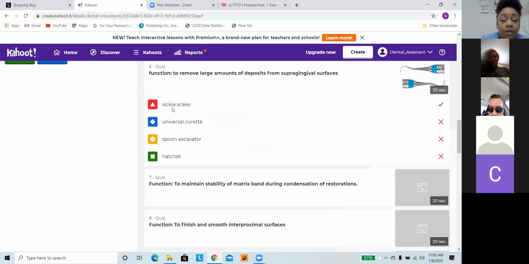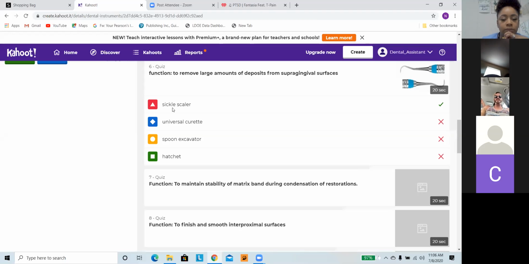So right, when we get into removing large amounts of deposit from the gingival margin, what is the gingival margin? Our gums, right? So if we have large deposits, meaning calculus, buildup, tartar, just all the yuck in our teeth, I know that's not an educated word, but we understand what it is. That's what we use to get those big, large deposits off of the gums. Does that make sense?